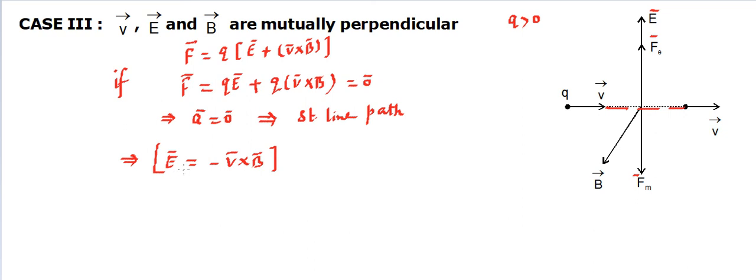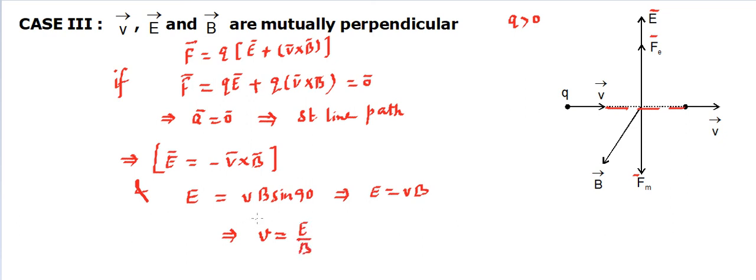That means the electric field must be in the direction opposite to V cross B. So from here we can talk about the direction, as well as we can also talk about the magnitude. If we take the magnitude both sides, then you're going to get V B sine theta. Theta is the angle between V and B, which is 90 degrees in this case. So from here we are going to say E is going to be V into B. That means from here we can calculate the velocity or the speed with which the particle has to be thrown in this particular situation so that it moves undeviated.